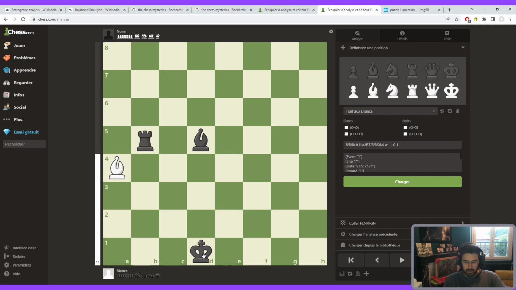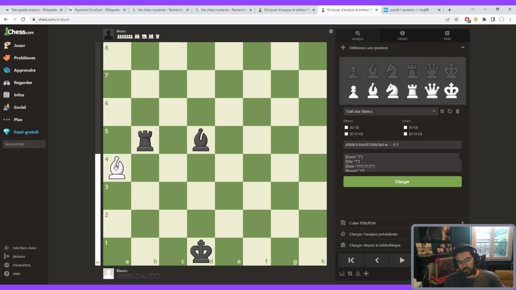Okay, so actually it's black to play. So white just moved at the previous move. Okay, he just moved. But he moved from which square? Well, again, as you can see, the last move of white cannot be the bishop because the bishop is blocked by the rook in b5.